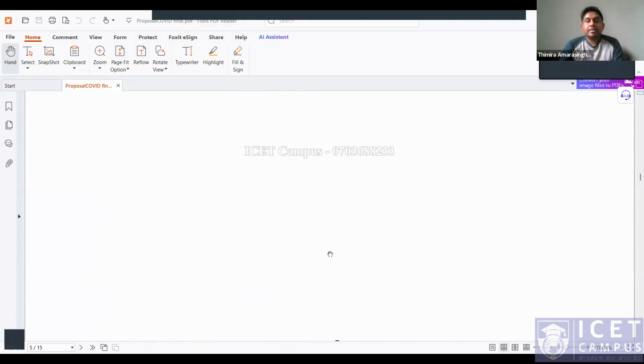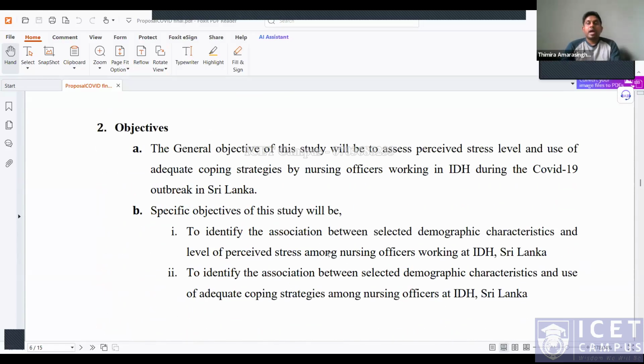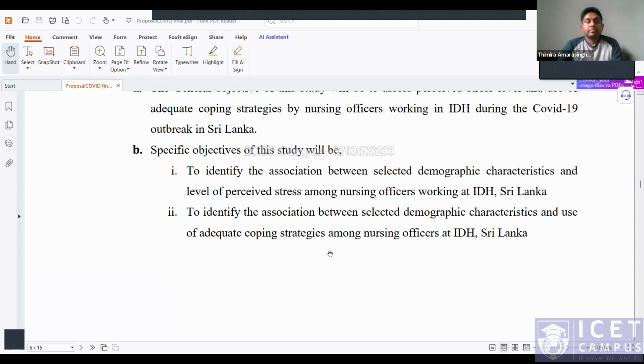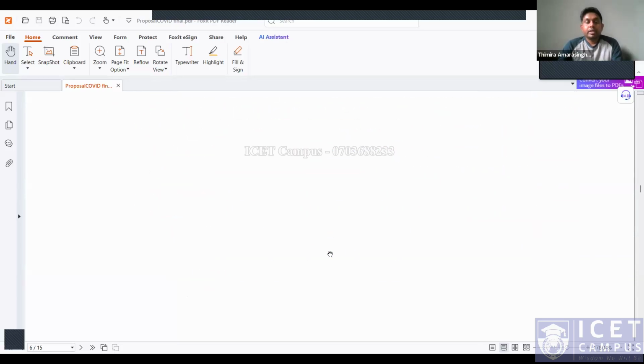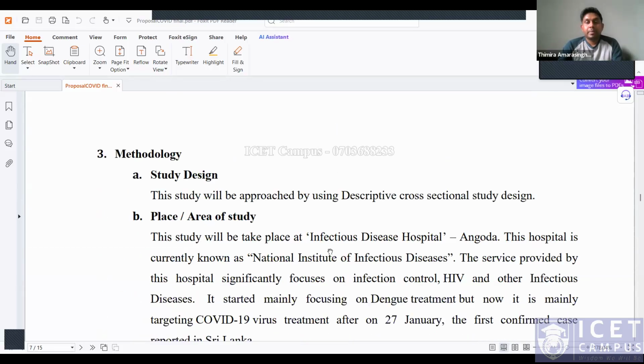And after that, the next part would be describing the objectives. And also, if you got a research question, that can also be incorporated into the next part of your research proposal. So basically, research question and the objective will be in the next part. And then comes the main part, the methodology part.